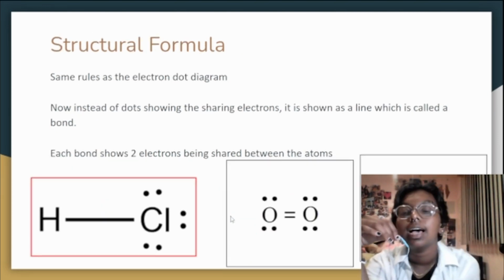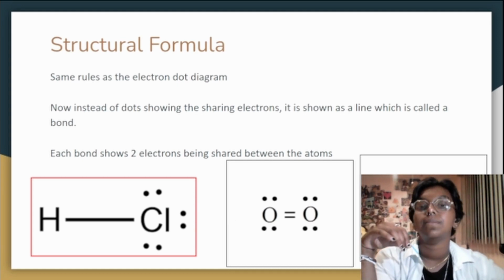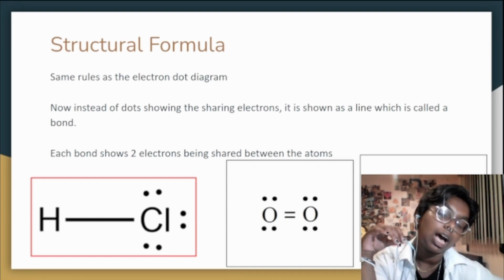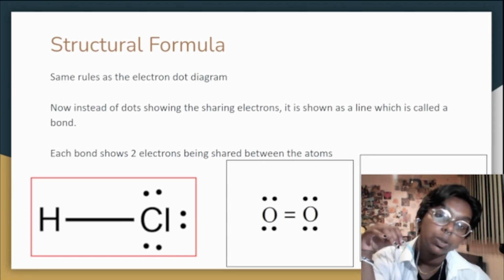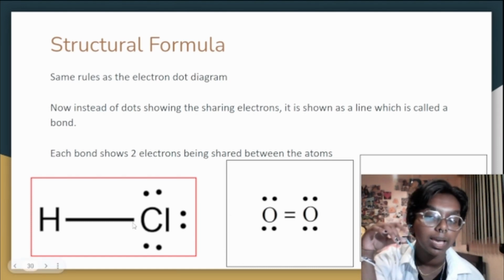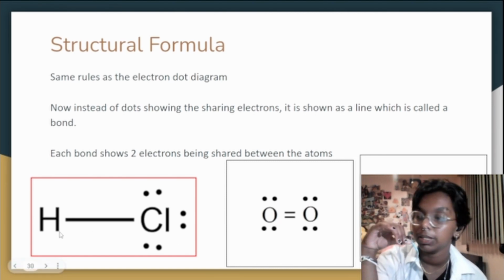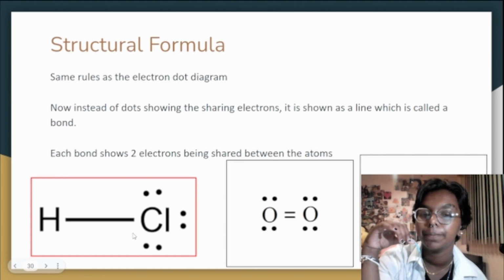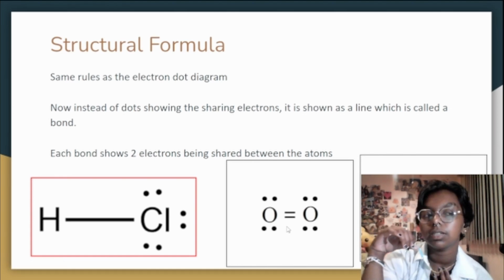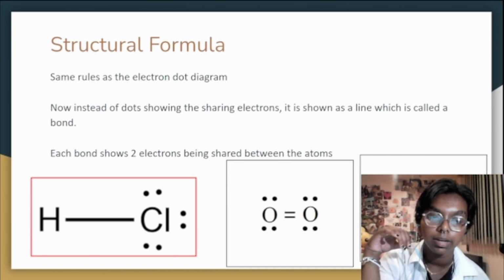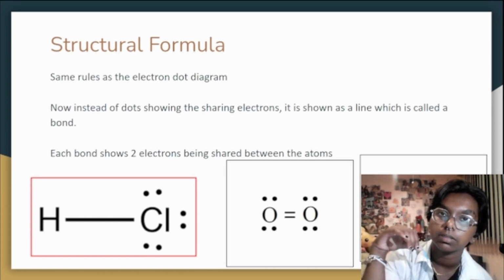The structural formula has the same rules as the electron dot diagram. Instead of showing dots to show that they're sharing electrons, it shows a line instead. Each line is a bond, and each bond has 2 electrons being shared, right? So HCl again, we have a bond of 2 electrons, and then we have the 6 here, because these are not being shared with the hydrogen, they're by the chlorine. When oxygen bonds to itself, it has 2 bonds, sharing 4 electrons, and then each oxygen will have its own 4 electrons. Nitrogen, when it bonds with itself, creates 3 bonds, so they're sharing 6 electrons, which are shown here. Then you have these 2 only.